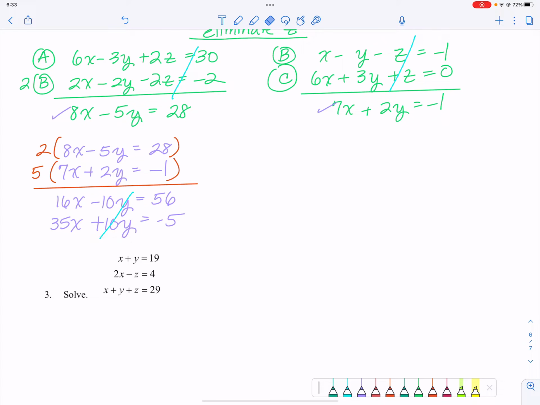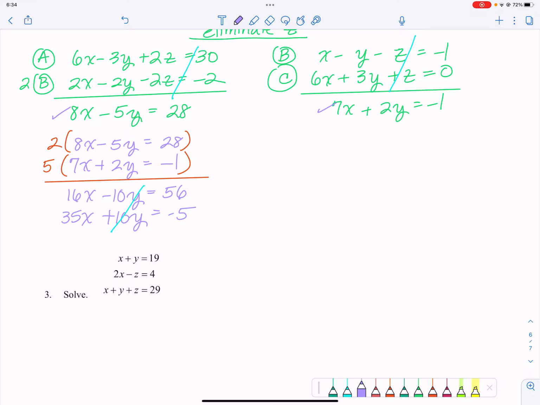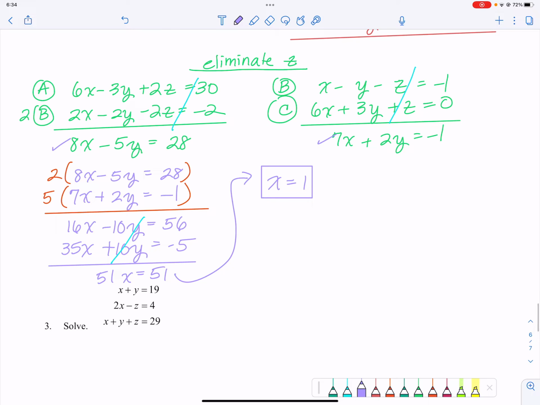So now we have 51x equals 51. So we have x is equal to 1. We have our first variable. Now I can go back into either one of these equations above with x equal to 1. So we could just go ahead and use equation B with this one, and we have x minus y minus z equals a negative 1.